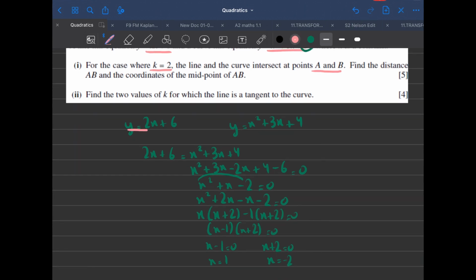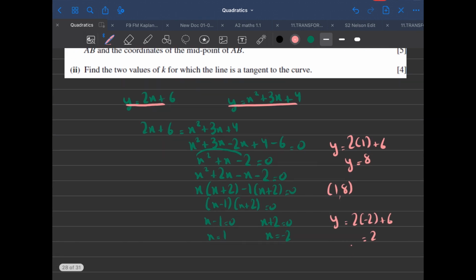Once I get x, how will I get y? So you can put in this equation or this equation. Let's put in easier equation. 2 into 1 plus 6, that makes 8. So my first point is 1 comma 8. Now let's plug in 2 into minus 2 plus 6, that's 2. So my next point is minus 2 comma 2.